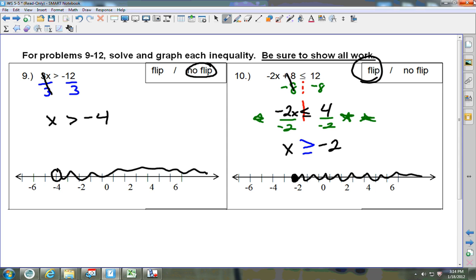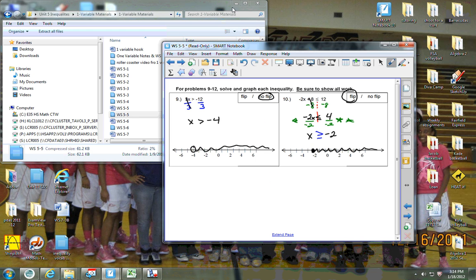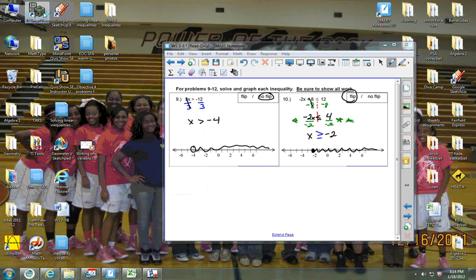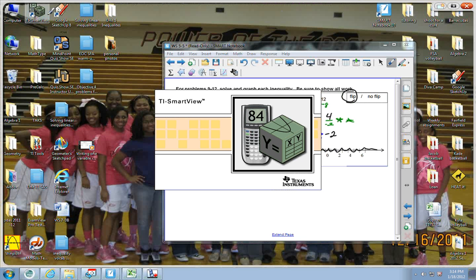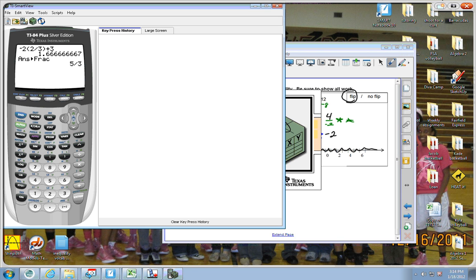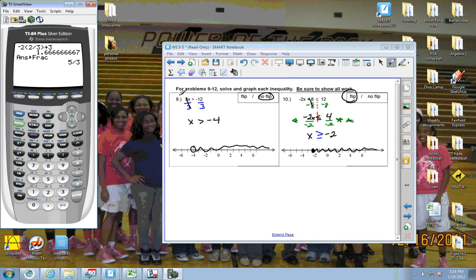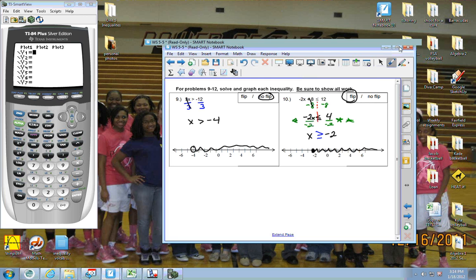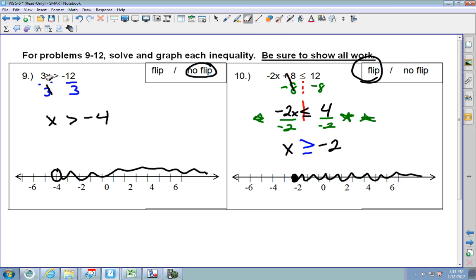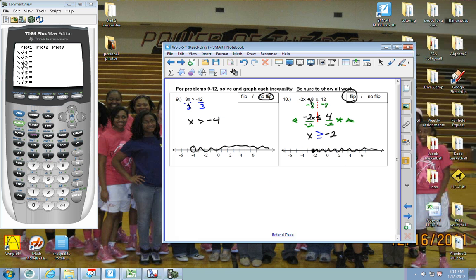Let me show you a quick trick on the calculator. I'm waiting for it to load up. There we go. If we go up here into the calculator, I'm going to put this first equation in there. Let me clear these out. Let me make this bigger here real quick. I'm going to put 3x.